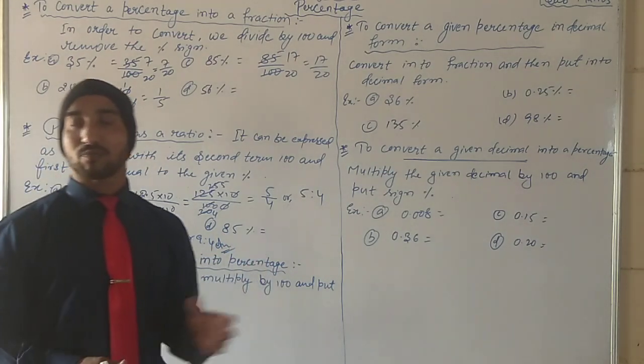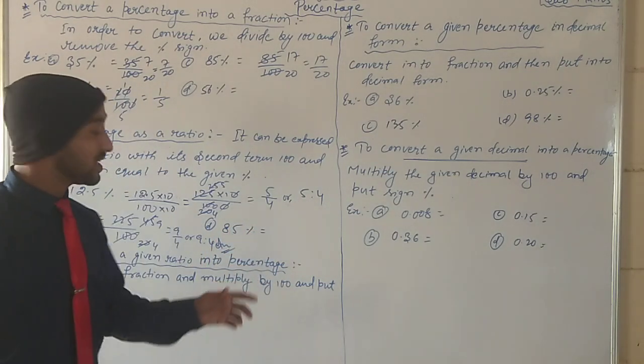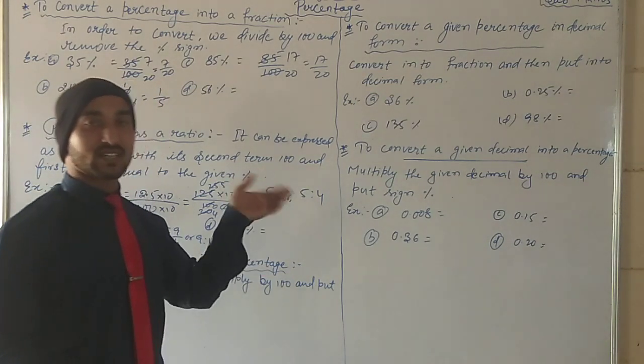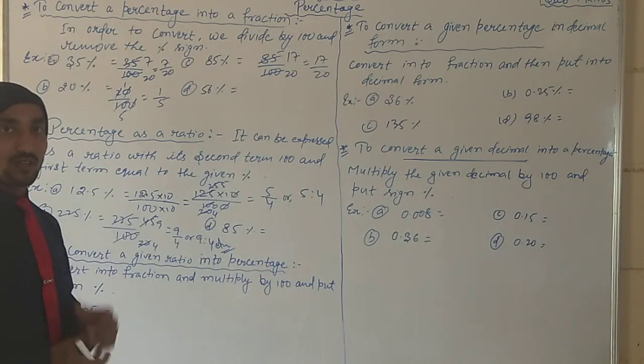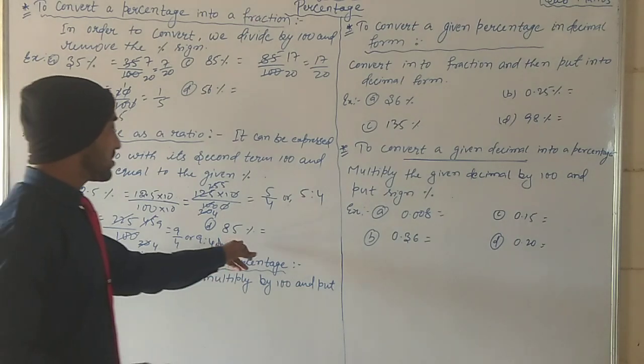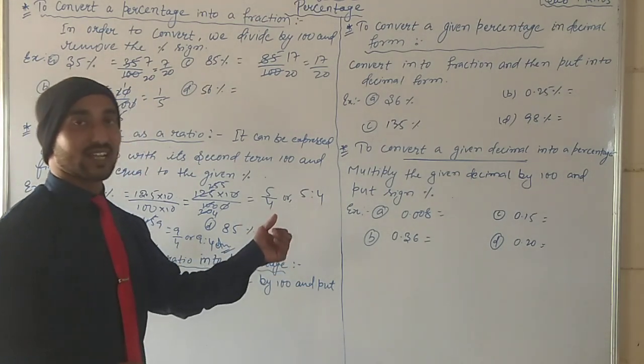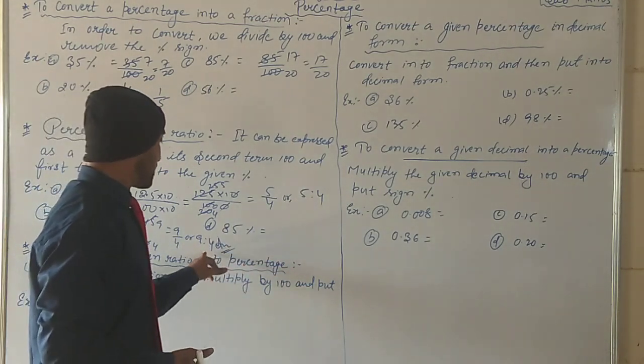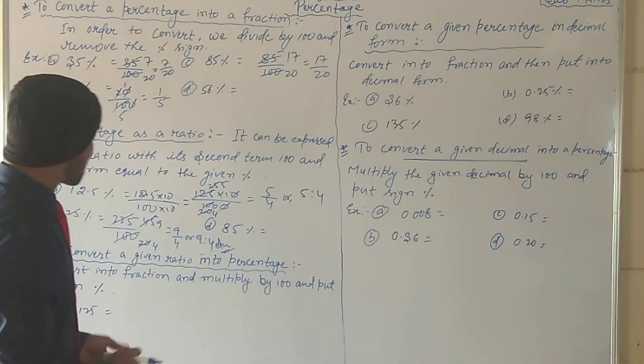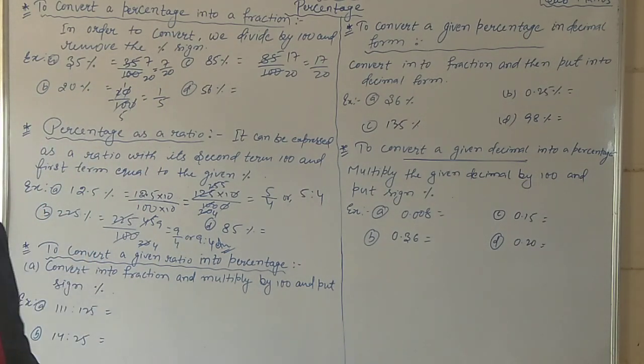85%: simple. Remove the percentage sign, then divide by 100 and then convert into the lowest term. As you convert it into the lowest term, then the fraction comes back in the form of a ratio. Okay, sir? I hope that you have understood very well.